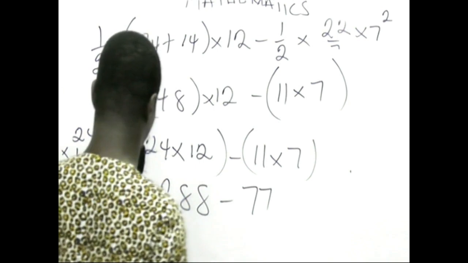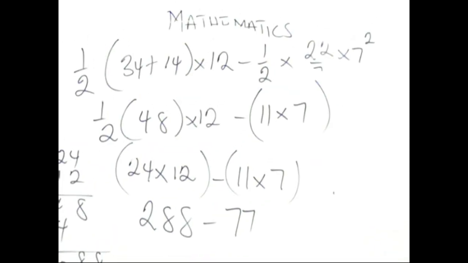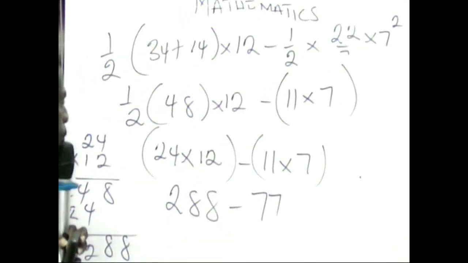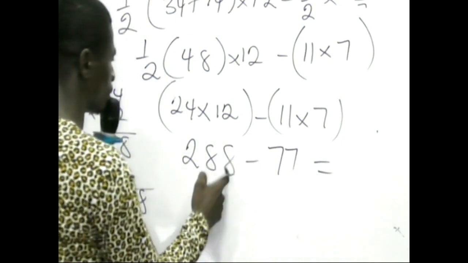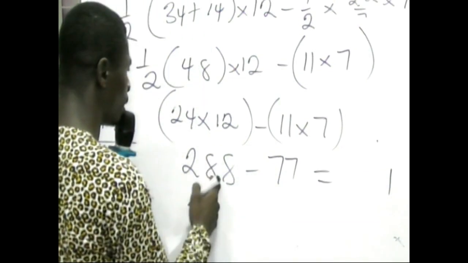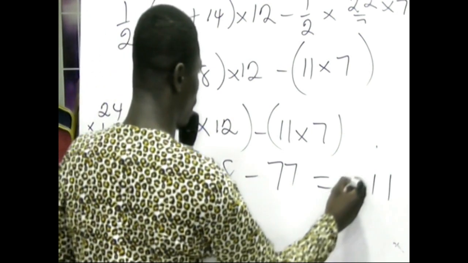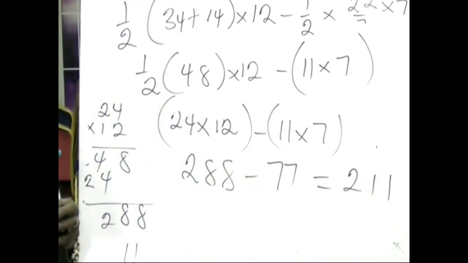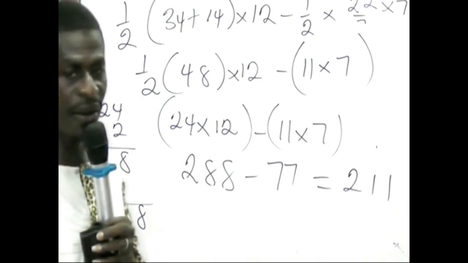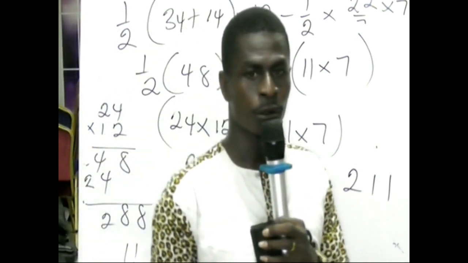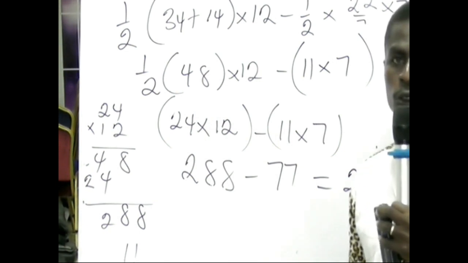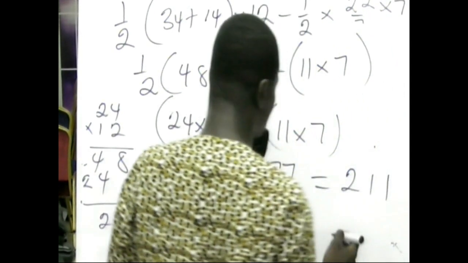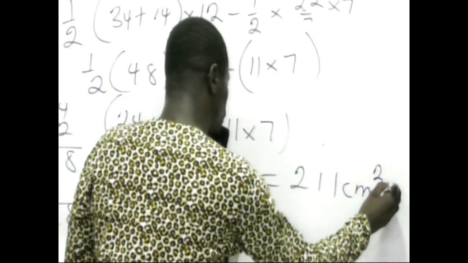If we want to show it once again, we have 11 by 7, so we have 7, 7. After that, when you subtract this from that, we are going to get 1, 1, and then 2. And that gives me the area of the trapezium. But areas are measured in square units, and so we are going to add our centimeters squared.